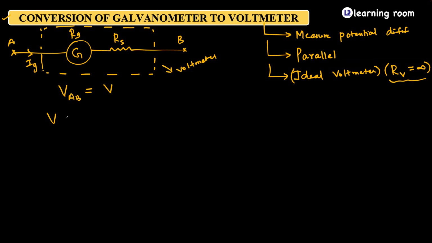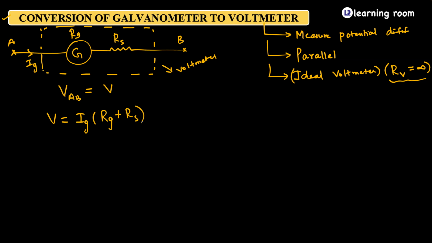So V will be equal to, it's a very simple expression. The potential difference between these 2 points, V is equal to IR. It is equal to the current through the galvanometer multiplied with the combination, that is going to be Rg plus Rs. So in the previous case, what did we do? We calculated the value of the shunt resistance based on the range of the ammeter. In this case, what are we supposed to do? Calculate the value of the series resistor based on the range of the voltmeter. So Rs is what you need to calculate.